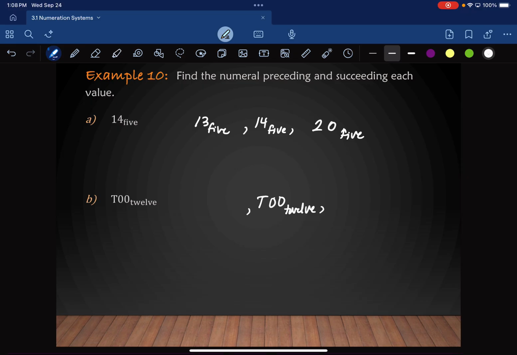After. What would come after? Do you know? T01. T01, absolutely. Doing the number that comes after in this example is the easier one. I just increase it by 1. There's nothing wrong with changing a 0 to a 1.